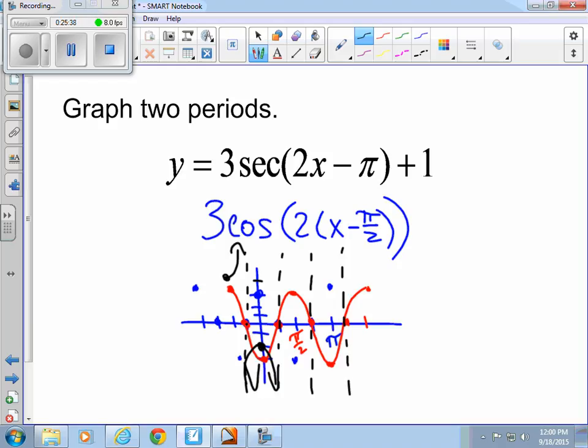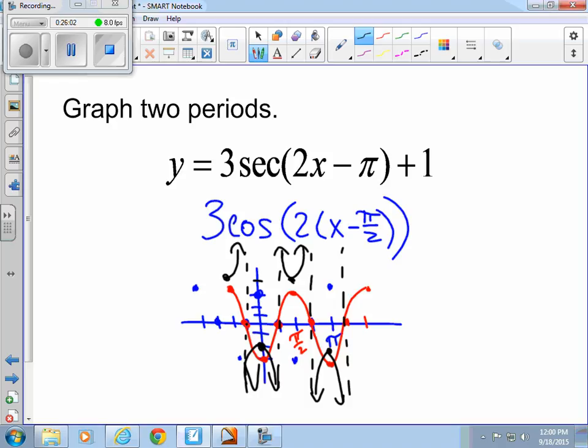But I do still have to go down, right? Just shifting it up. 1 unit above the red dot. And 1 unit above. So that is my cosecant graph. Okay. Any questions? Or secant graph.